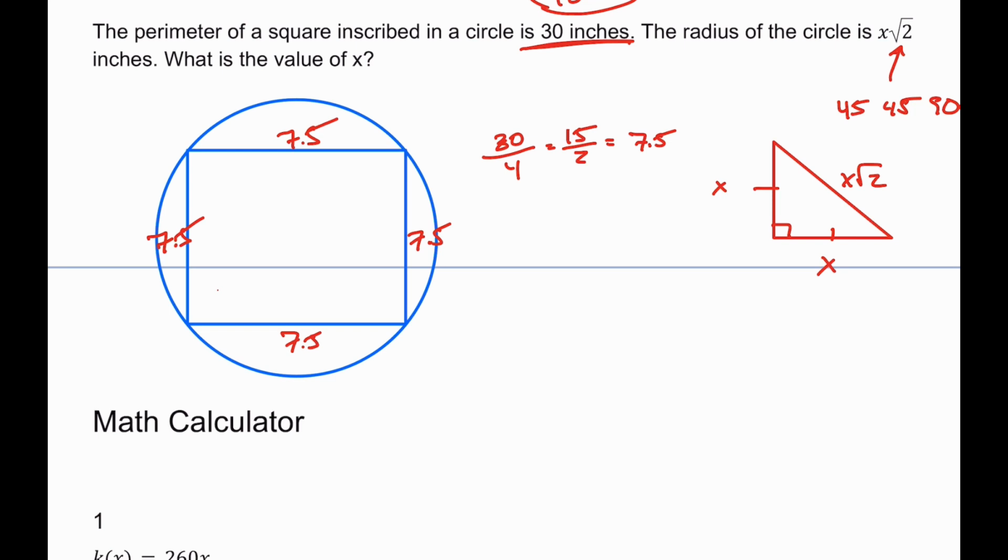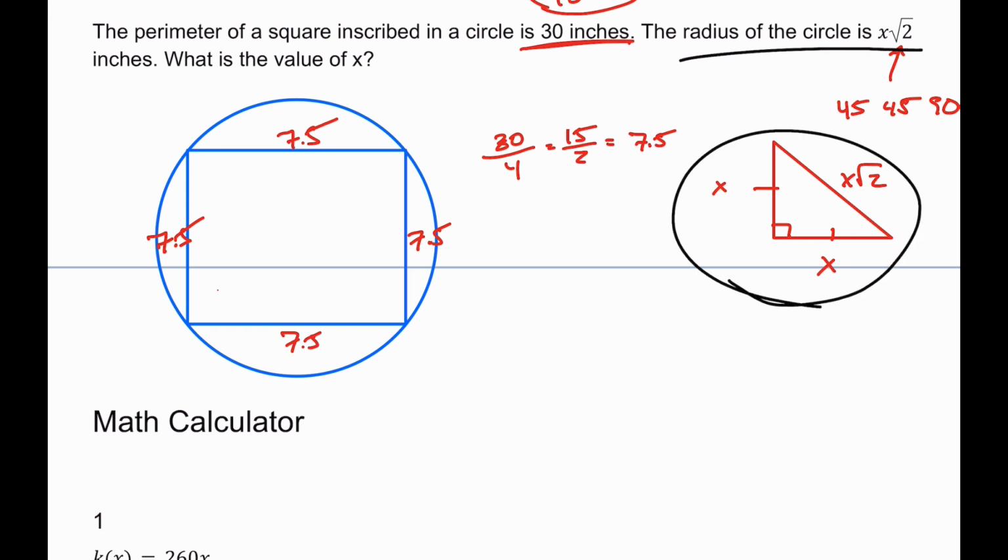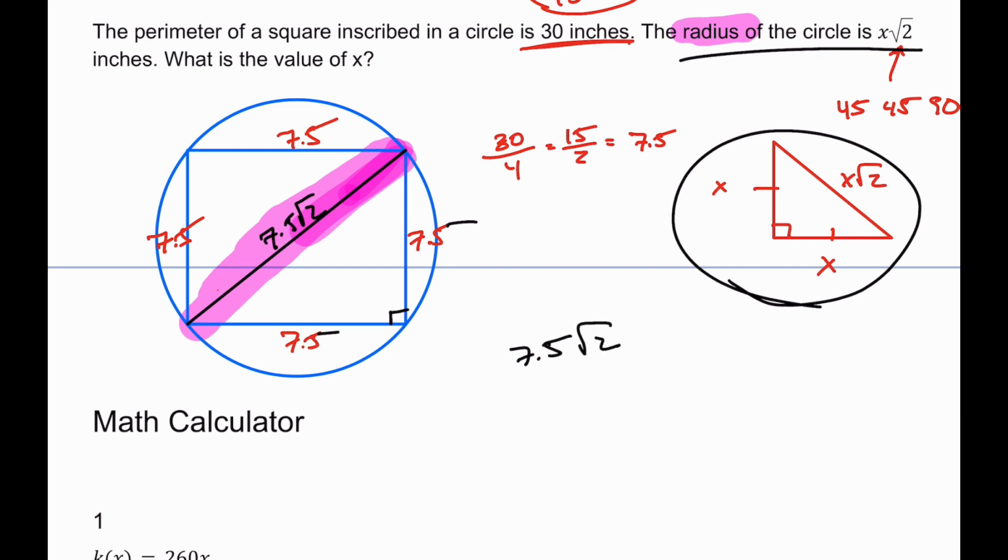At which point, it says the radius of the circle is x root 2. Well, remember, we talked about 45, 45, 90 earlier. So if that's 7.5 and that's 7.5, what's this guy across? A 45, 45, 90. That goes 7.5, 7.5, 7.5 root 2. And that's all the way across. That, my friends, is the diameter. They want the radius. What's half of 7.5 root 2?